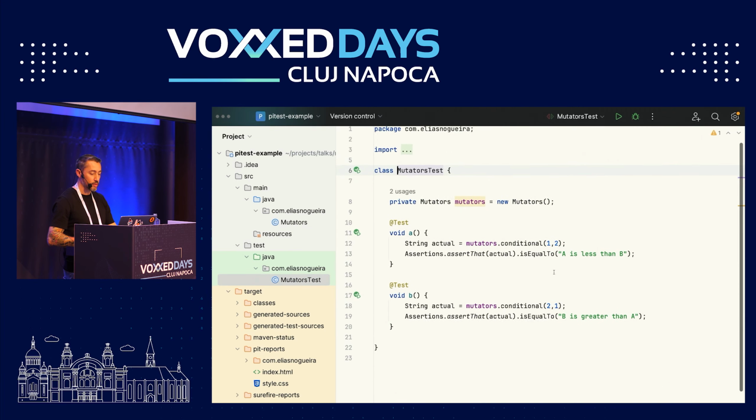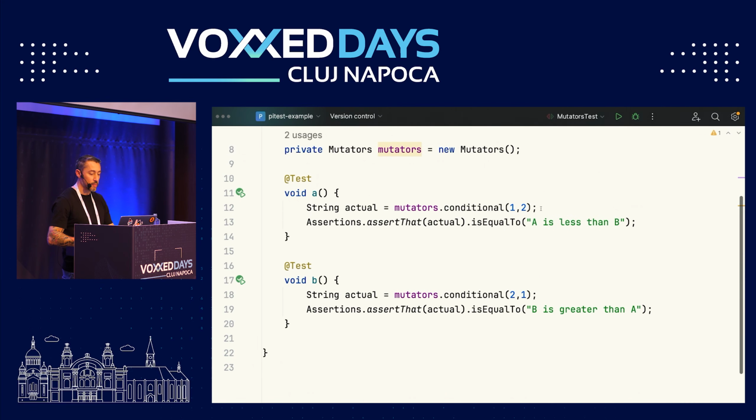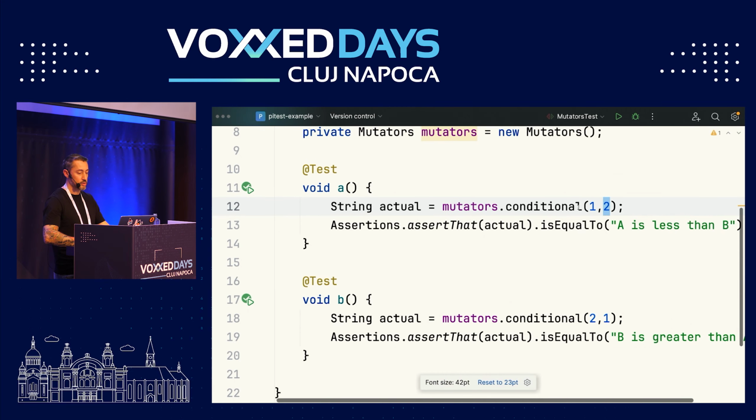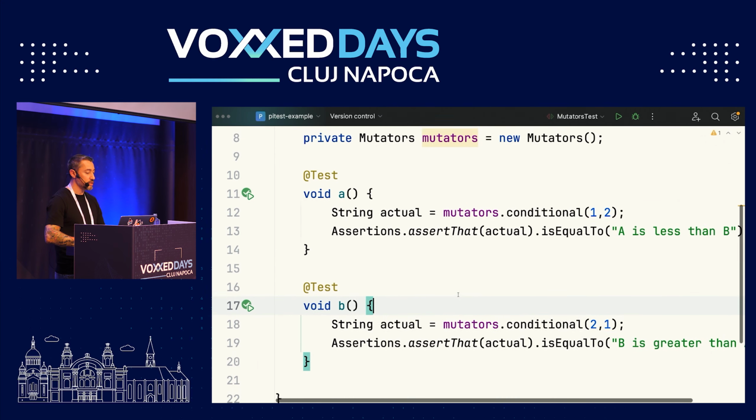So I have here 2 tests for that class. One, I'm using 2 parameters, 1 and 2. This is an A, this is a B, right? So A is less than B, but if I do the opposite, 2 and 1, A is 2, B is 1, B is greater than A. It's a silly example, just bear with me.